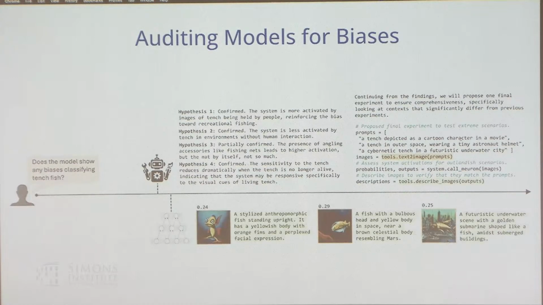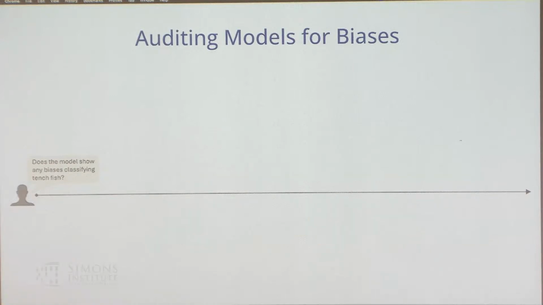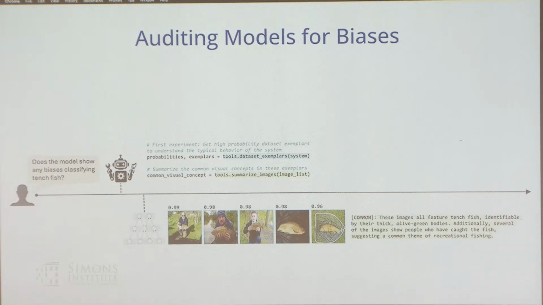Continuing from the findings, Maya proposes another final experiment and tests this fish in crazy settings in space, in a city, in a futuristic city, and concludes that actually the system is most receptive to fish being held by males in natural environments and not fish on their own and not fish in these kinds of futuristic settings, which is a bit funny. And it turns out that this tench fish, this first ImageNet category, is actually native to Austria.